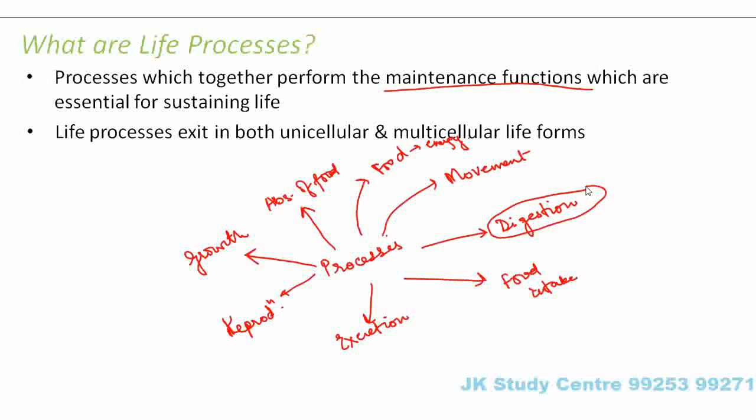Now if any one of them fails, for example, if the process of digestion fails, what will happen? Whatever food particles we take in will not get digested. So the person will suffer from indigestion and fall ill. So for the healthy functioning of a living organism, all processes have to go on in synchronization with each other. Right? Whatever examples I have given here are just examples. They are not the actual life processes.